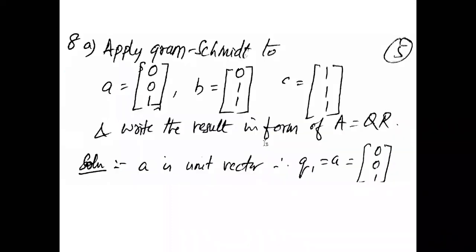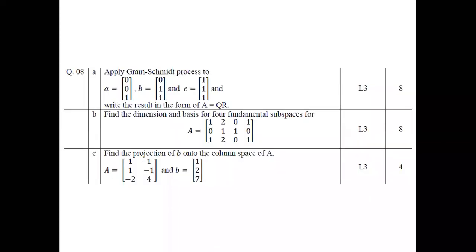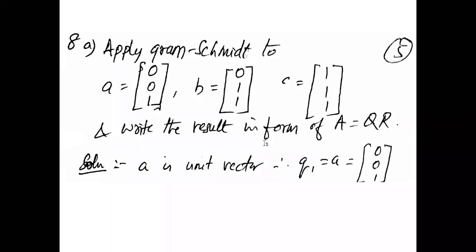So 8A, we are given 3 matrices A, B, and C. So these are the matrices A, B, and C, and we need to write the result in the form of A equal to QR. So let's do A equal to QR later. First, let's see how we can solve the GS process.